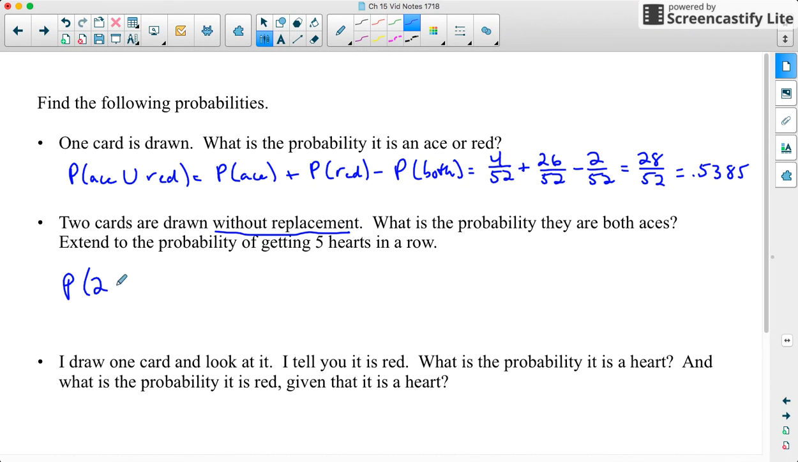So, probability of 2 aces without replacement. Well, the probability of the first ace is 4 out of 52. And then, because we're doing another trial, we're going to multiply those probabilities together, and there's 3 aces left out of the 51 cards. And so here we get 12 over whatever 52 times 51 is. And I believe this is 0.0045.